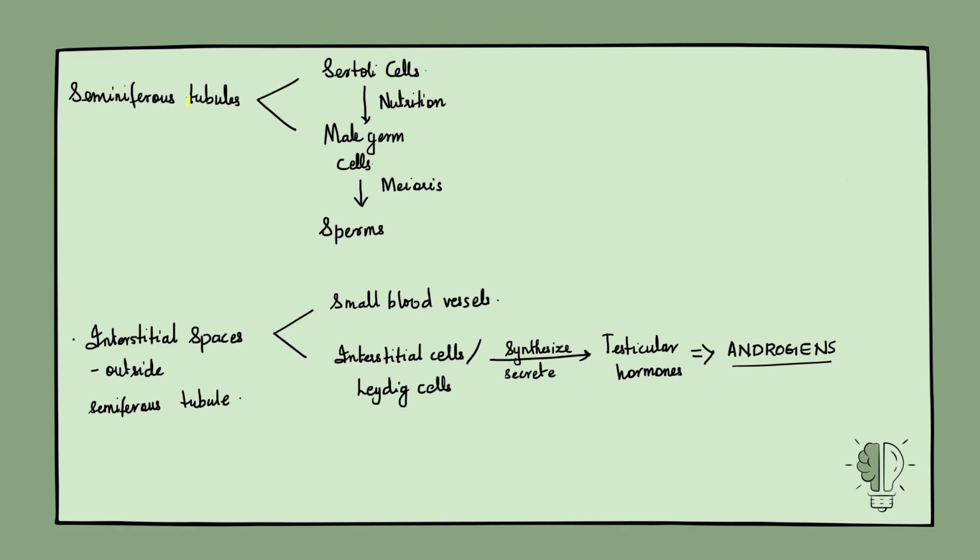We've also learned that the seminiferous tubules are lined by two types of cells, the Sertoli cells and the male germ cells, right? Now, the Sertoli cells provide nutrition to the male germ cells, and the male germ cells undergo meiosis to produce sperms, right? Now, the regions outside the seminiferous tubules are called interstitial spaces, which contain small blood vessels and interstitial cells or Leydig cells. Now, these interstitial cells or Leydig cells synthesize and secrete testicular hormones that are called androgens.